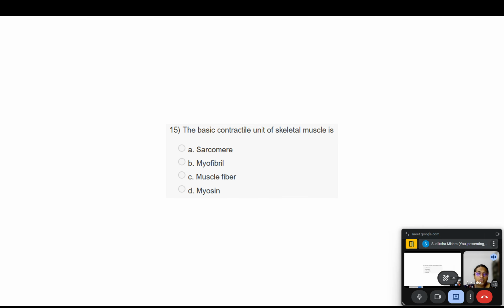The basic contractile unit of skeletal muscle is sarcomere, myofibril, muscle fiber, or myosin. The answer is A, sarcomere.